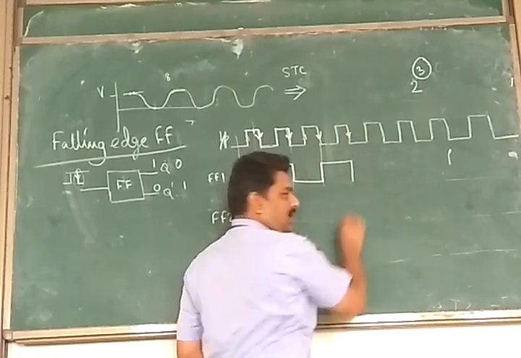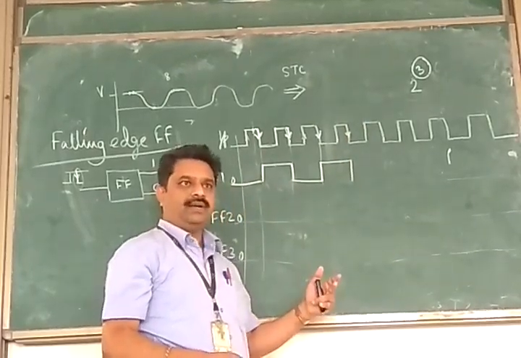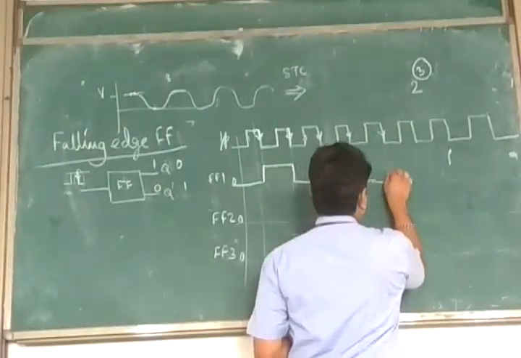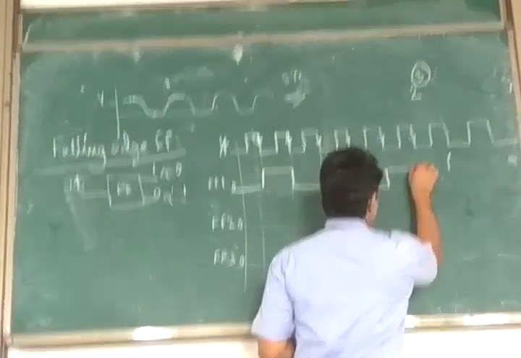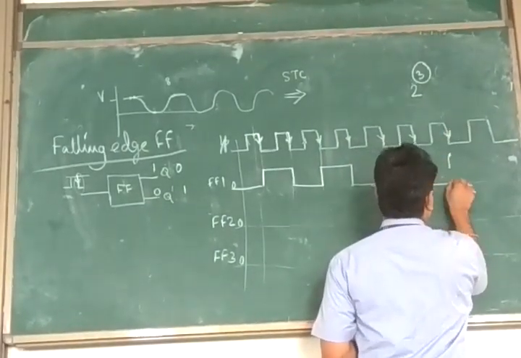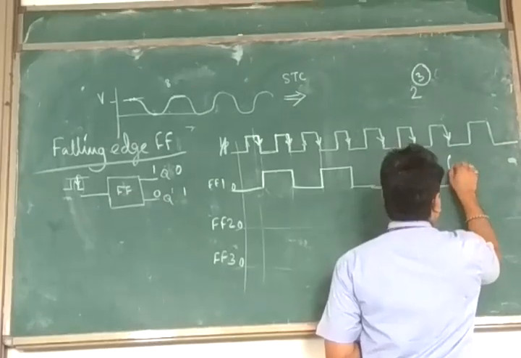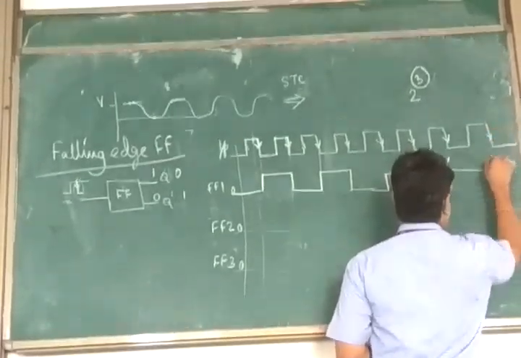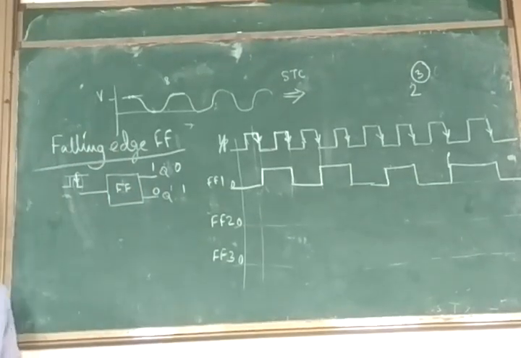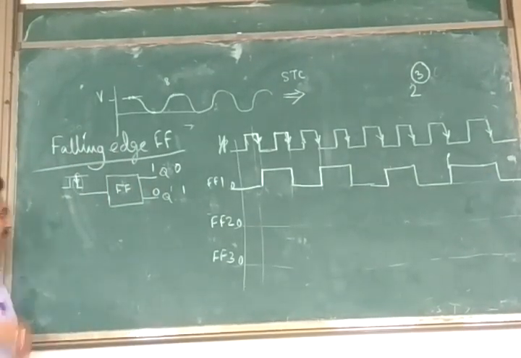Here it is. You are able to appreciate this? You are able to understand? Yes? So like that, it goes. This is the falling edge. It goes like this. Clear? Yes?